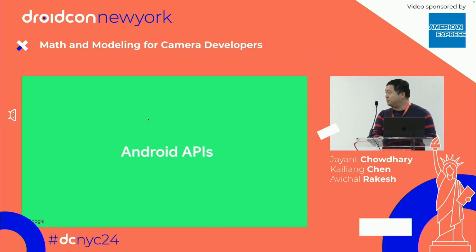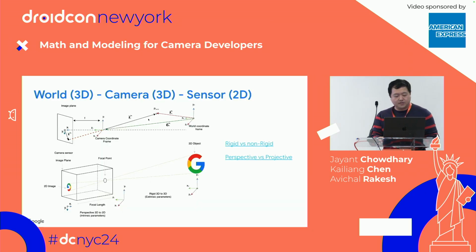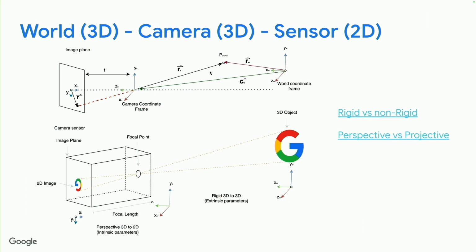I will introduce some of the basic Android APIs that help us build advanced applications based on all these concepts. So basically, we have these 3D coordinates. It's a quick recap from the 3D real world, projecting the transformation to the 3D camera coordinates and down to the 2D sensor or image plane coordinates.